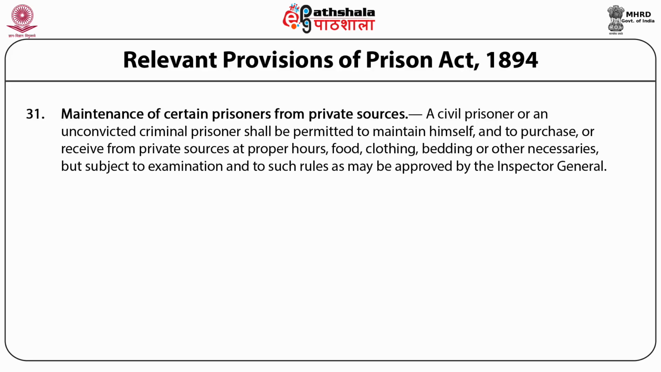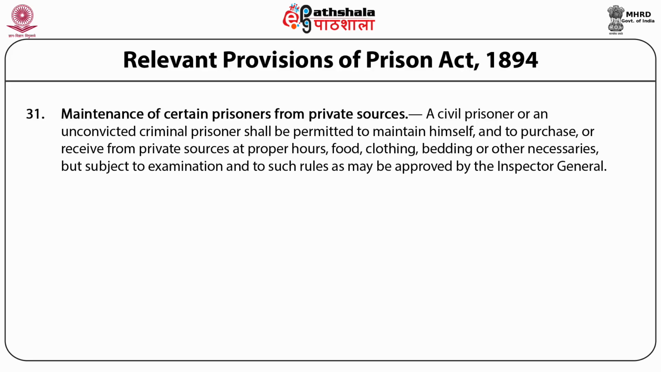So the Inspector General of the prison, essentially of prisons, can make rules in this regard. But that being said, prisoners do have access to articles of clothing, food, and bedding that they can purchase from private sources. So you have more wealthy white-collar criminals in prison. You always have somebody like Subrata Roy Sahara, who financially has much more clout than his fellow prisoners, but he's in civil prison.